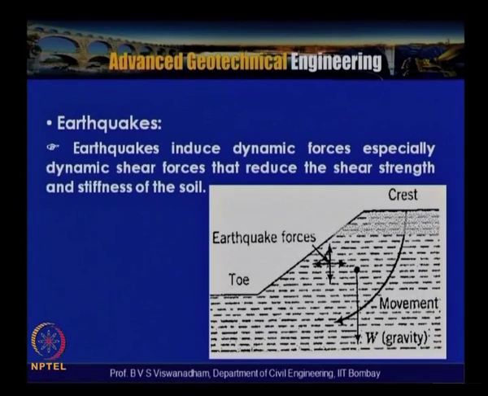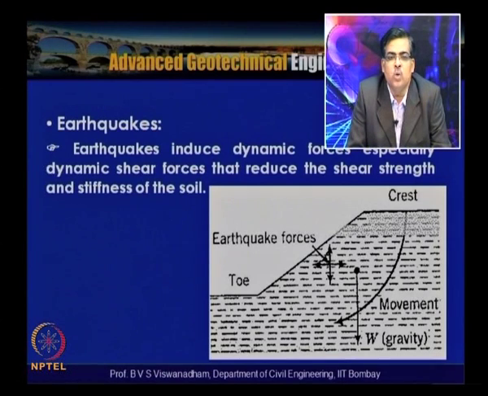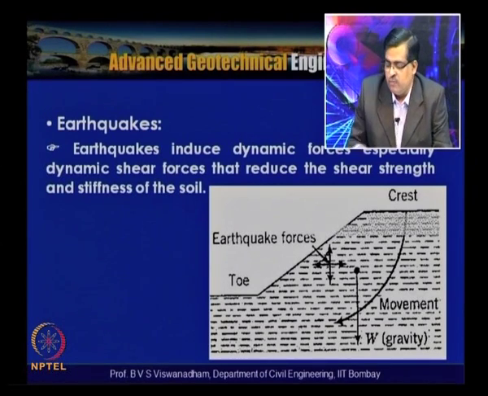Another major cause of slope failures is earthquakes. If you have a structure resting on a zone where earthquake activation is expected, then earthquakes induce dynamic forces, and in addition to the weight in the vertical direction, there can be horizontal forces, and these forces can trigger instabilities in the slopes. The earthquakes induce dynamic forces, especially dynamic shear forces, and reduce the shear strength and stiffness of the soil. So, these things can lead to failures.